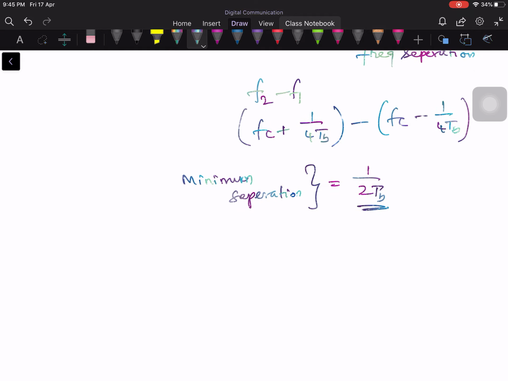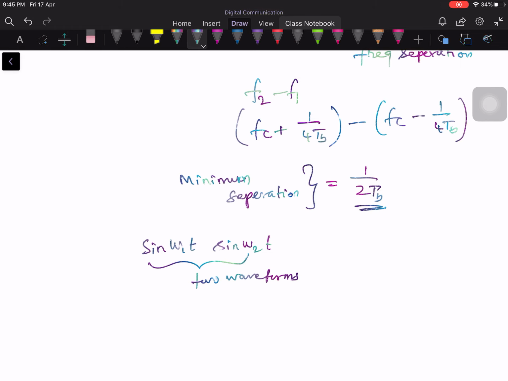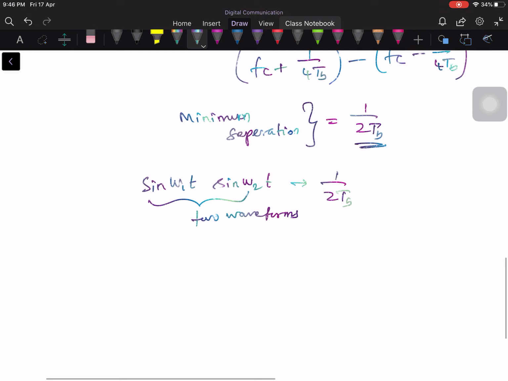So what I am saying is, you take two sinusoidal waveforms, let's say sin ω1t and another waveform sin ω2t. These two waveforms are mutually orthogonal only when the minimum separation between ω1 and ω2 is 1 over 2TB, where TB is the duration of these sinusoids. That means sin ω1t lies between the interval 0 to TB, and sin ω2t also lies between the interval 0 to TB.